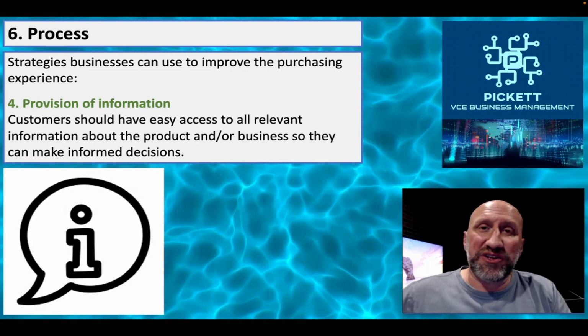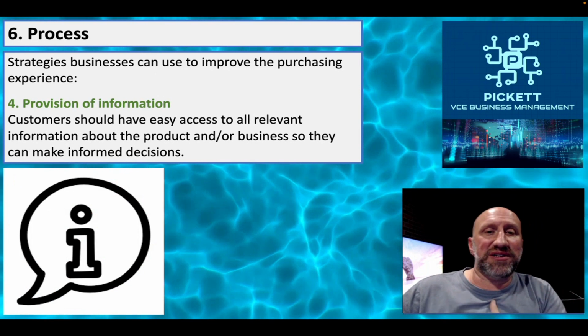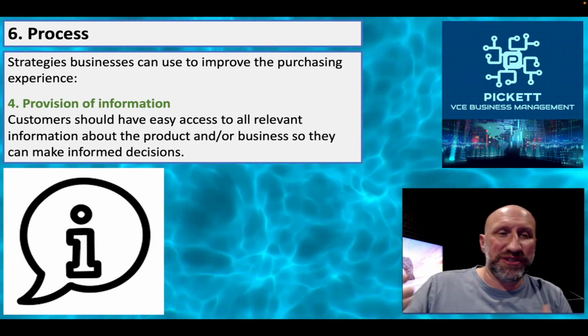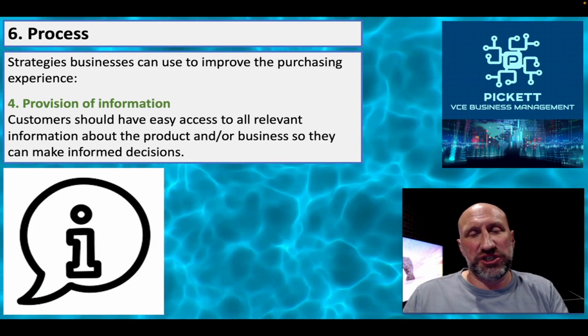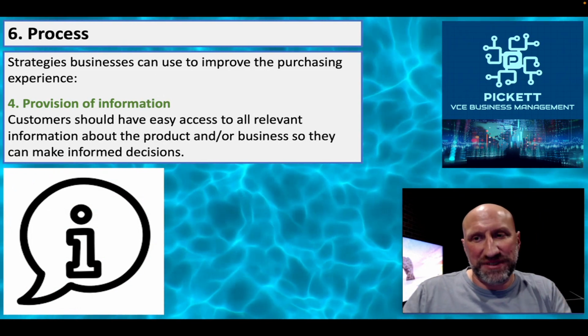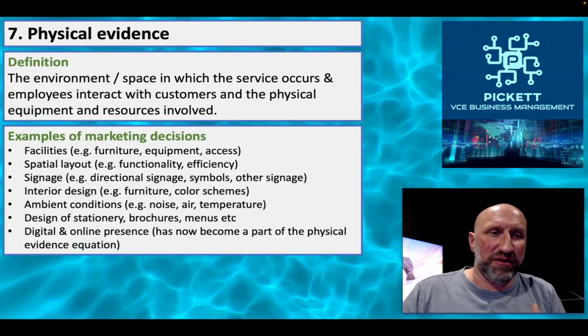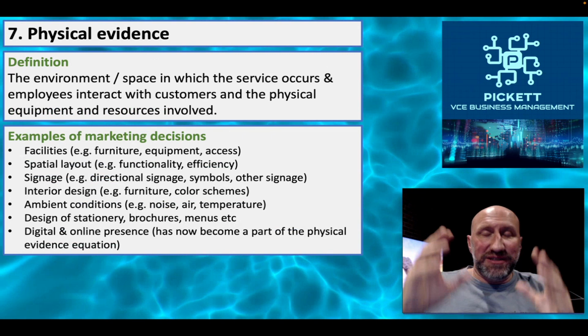Provision of information. Customers should have access to all relevant information about the product and/or business so they can make an informed decision. A website is one way that a lot of businesses do that, obviously, these days. It's a no-brainer.